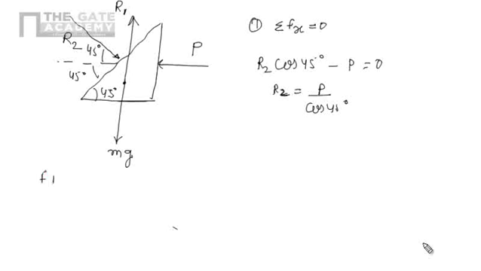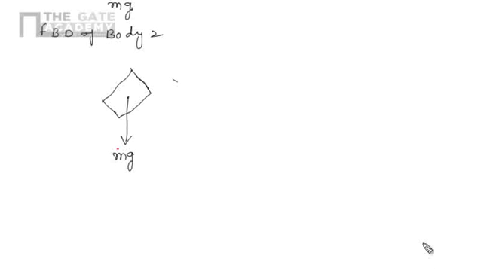Similarly, we can draw the free body diagram of body 2. For body 2, we have the weight of the body acting vertically downward, and there will be a reaction R2, because the same reaction will act at the same contacting surfaces, but the direction will be different, because on the basis of Newton's third law of motion, every action has an equal and opposite reaction. So this angle will be 45 degrees.